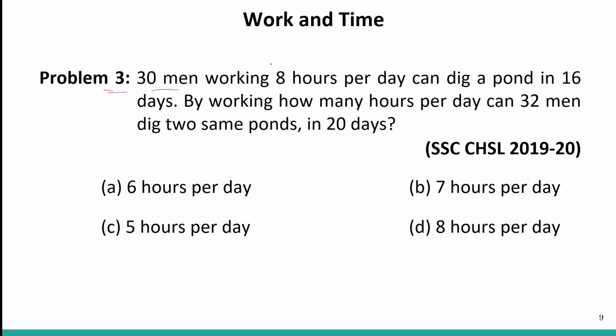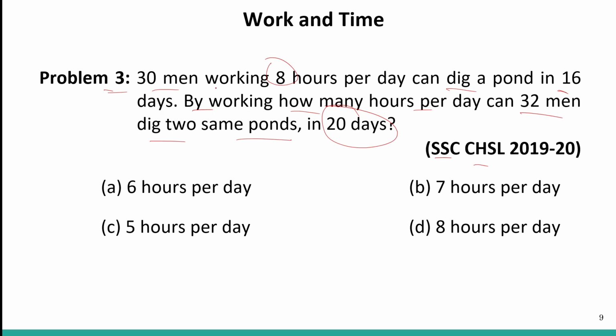So if 30 men working 8 hours per day can dig a pond in 16 days, by working how many hours per day can 32 men dig 2 same ponds in 20 days? Okay, so is it 6 hours per day, 5 hours per day, 7 hours per day, or 8 hours per day? Okay, let's evaluate which among these 4 options is actually correct. This question has been asked in the SSC CHSL 2019-20 paper.